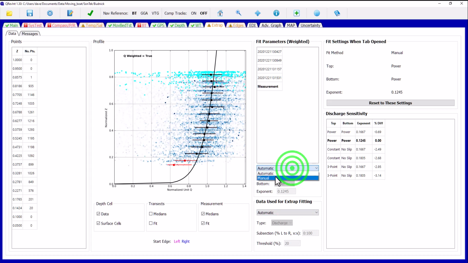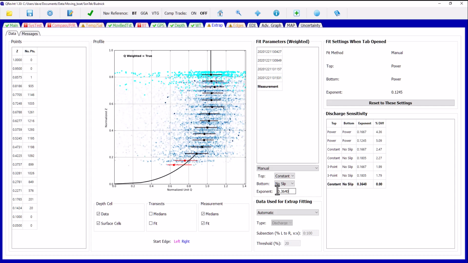We could go back to our automated data and now let's pick manual with constant no slip and an exponent of 0.364. And again, we see a 5% difference from our automatically selected value, about a 2% from the constant no slip using all of the data.